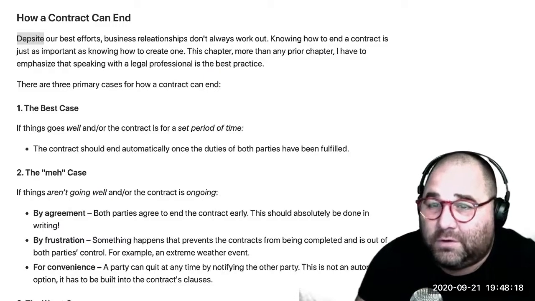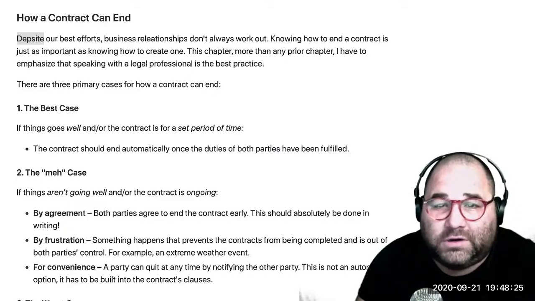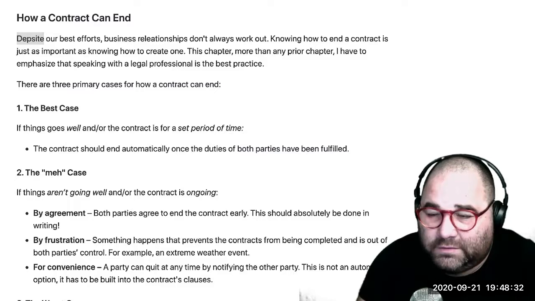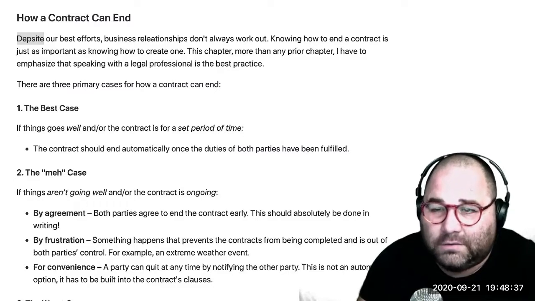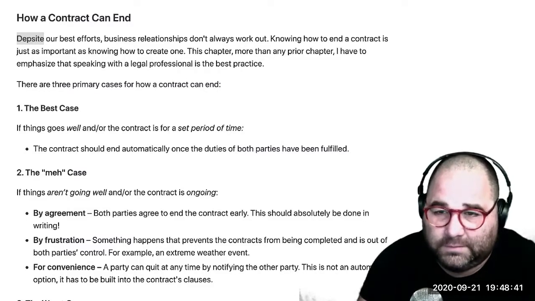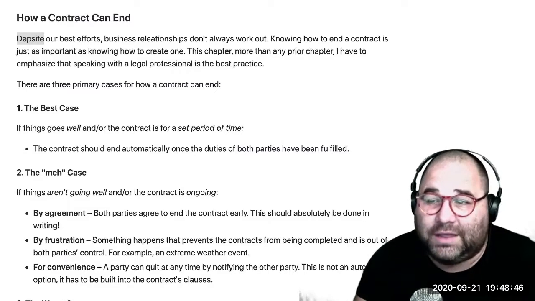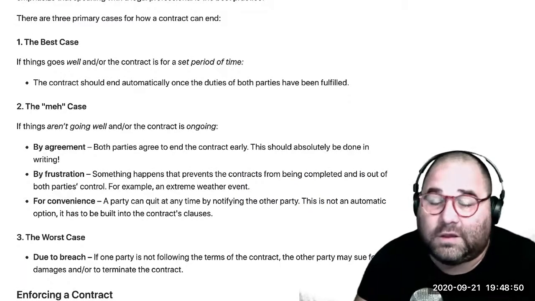Business relationships don't always work out. Knowing how to end a contract is just as important as knowing how to create one. So more than any other part of legal agreements, I want to emphasize that everything we're about to talk about, you should really speak with a legal professional as best practice. There are three ways that a contract can end: the best case, the meh case, and the worst case.